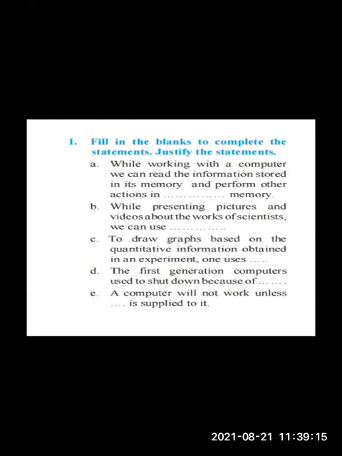Sometimes the questions will come as fill in the blanks, complete the statement, and after that, under the heading, justify the statement. So you should be able to give the reason for each and every question. In this way, we have solved the 5 questions along with the justification. I hope you all understood very well. You marked the answers and kept them.